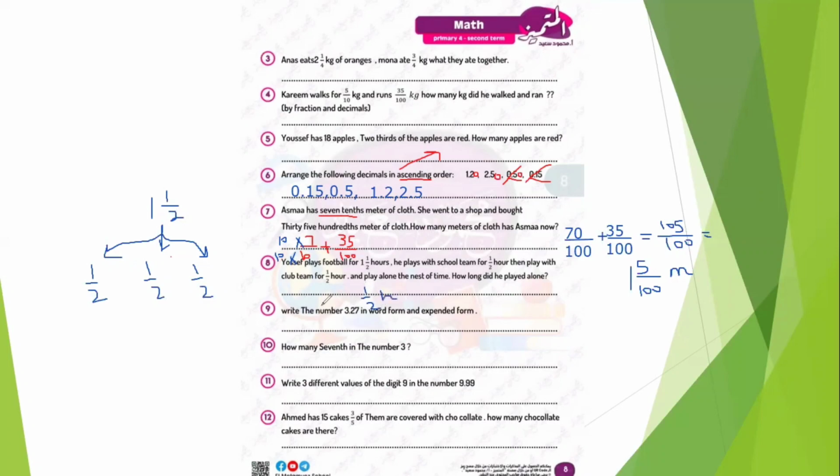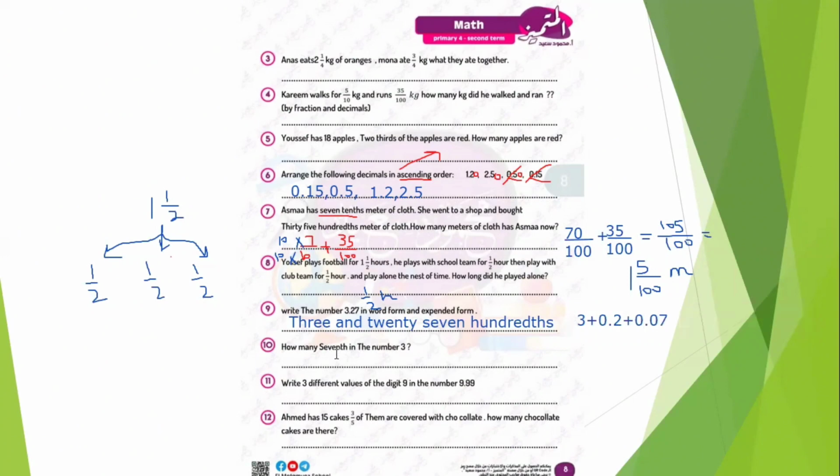9. Write the number 3.27 in word form and expanded form. We will write 3 as a whole number, and instead of the decimal point, we write and, then 27 hundredths. Next, how can I write it in the expanded form? Expanded form, that means we will write the value of each digit. We have 3, so its value is 3 because it is whole, plus the value of 2, it's 0.2. The value of 7, it's in hundredth place, so it's 0.07.